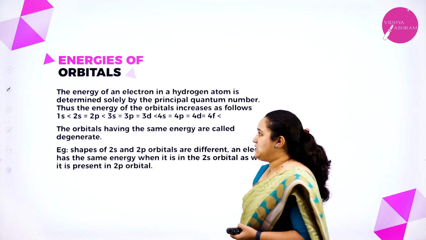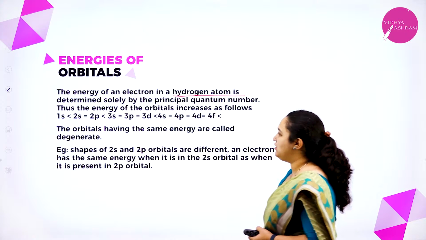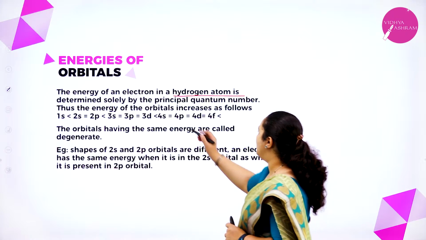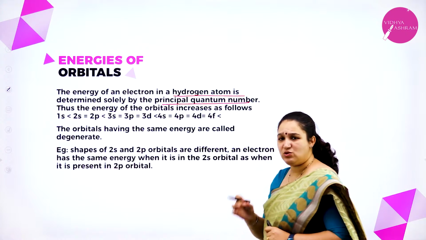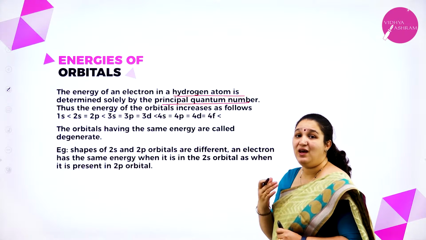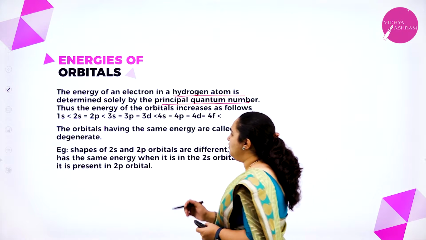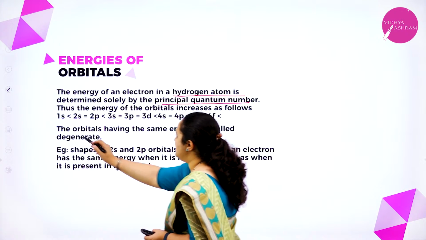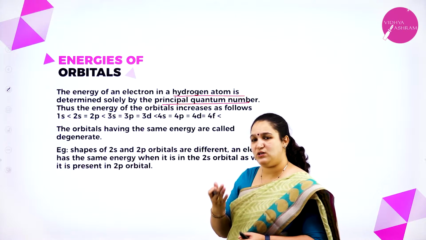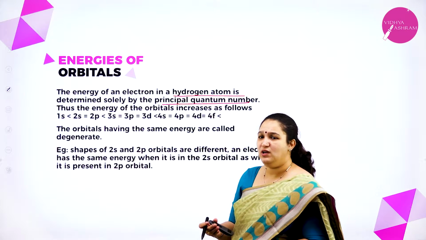Okay, what is this? The energy of electrons in hydrogen atom is determined only by the principal quantum number. It is only the principal quantum number which is telling us about the energy of the orbital or energy of the electron. So the energy of the orbital increases like this. 1s is having the least energy. As the principal quantum number goes on increasing, the energy of the orbital also goes on increasing.